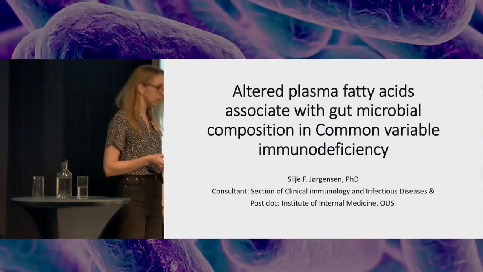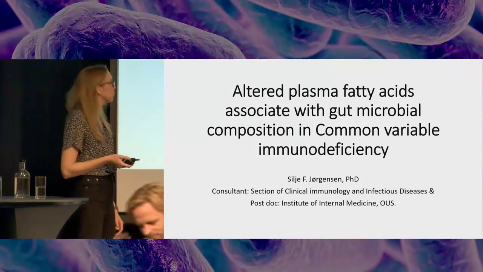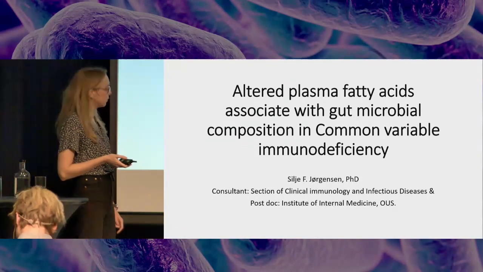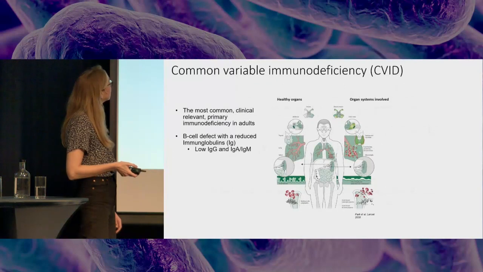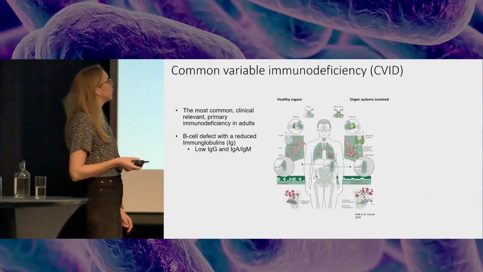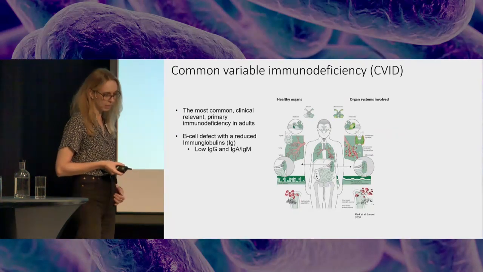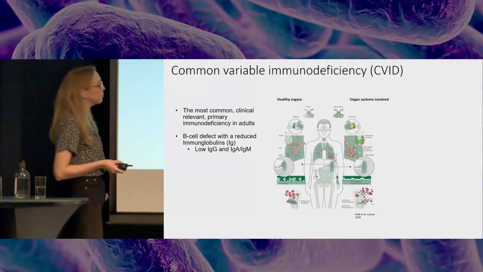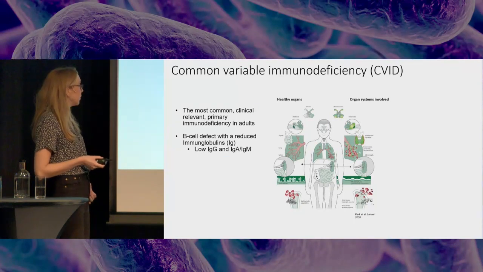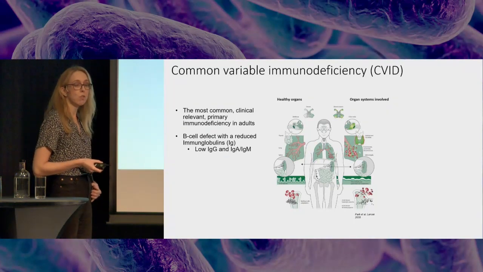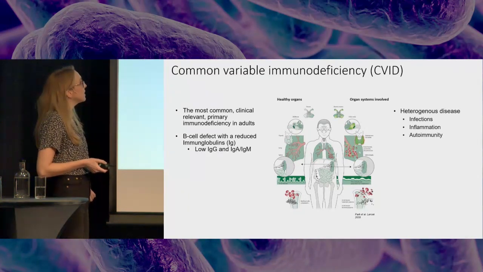Thank you. I work as a consultant at the section of clinical immunology and infectious diseases at Rikshospitalet, and I'm also a postdoc at the Institute of Internal Medicine. The disease I study, most of you haven't heard about, but it's still the most common clinically relevant primary immune deficiency in adults. It's characterized by a B-cell defect, and all the patients have reduced IgG. To get the diagnosis, you also need to have a reduced IgA or IgM or both. It's a very heterogeneous disease.